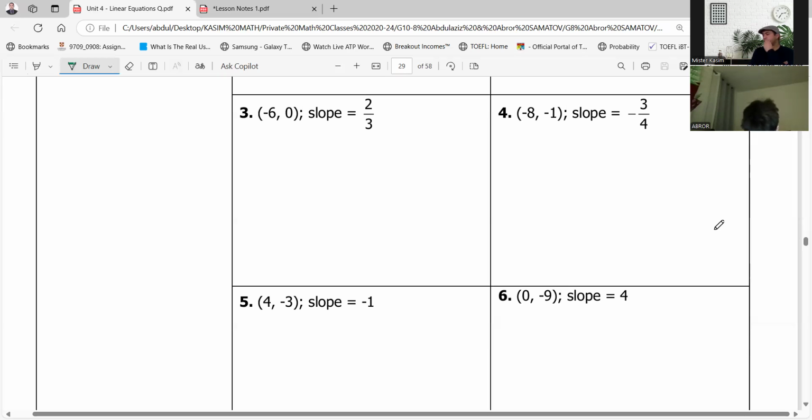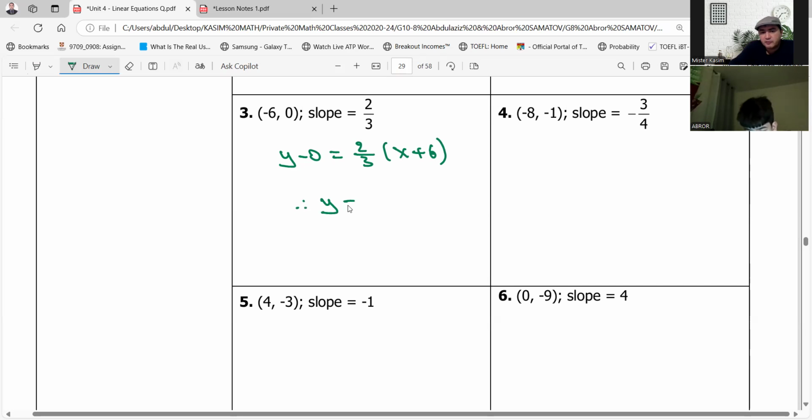Then what is it? y equals 2 over 3 x plus 4. Very good. That's it. So here we have y minus 0 equals 2 thirds of x plus 6. So now if you open the parenthesis, y will be equal to 2 thirds x plus 2 times 6, 12 divided by 3, it is 4.